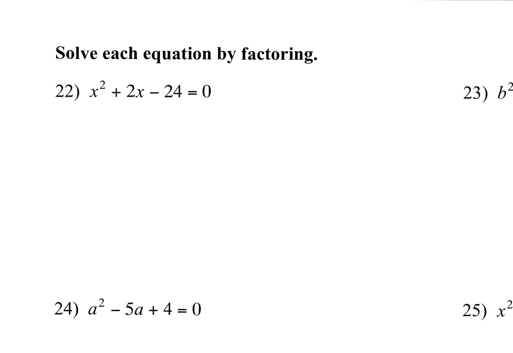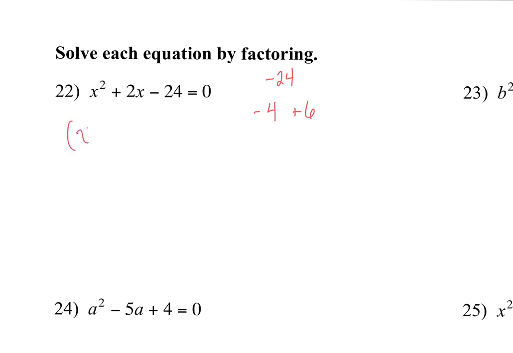This is actually a nice, beautiful factoring because it has a 1 up front. I want 2 numbers that will multiply to give me a negative 24 and will add to give me a positive 2. So I'm going to look at my factors of negative 24. That means one is positive and one is negative. And so I'm going to say, well, negative 4 and positive 6. If I multiply those two, I get negative 24. If I add them, I get positive 2. And I've gone straight to my factoring for this one.